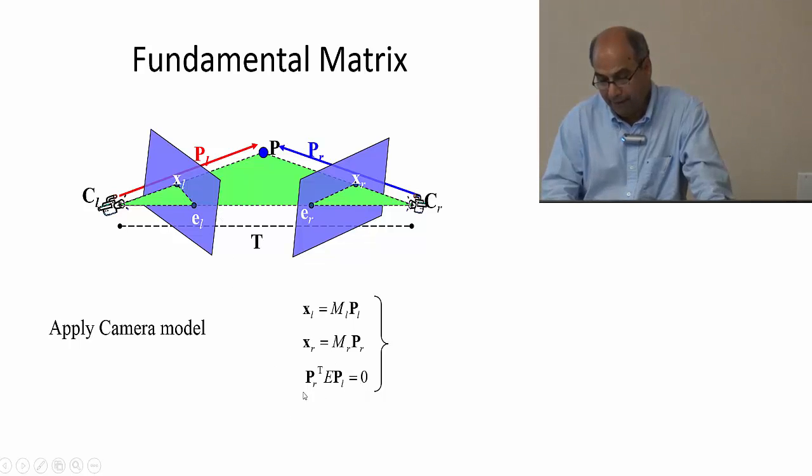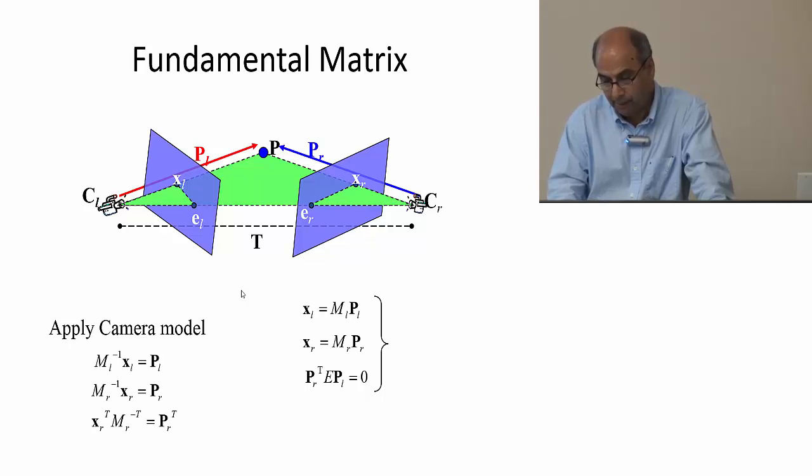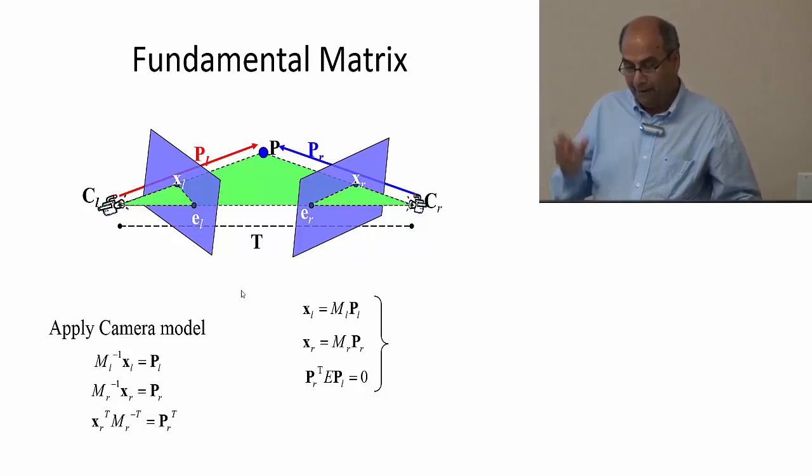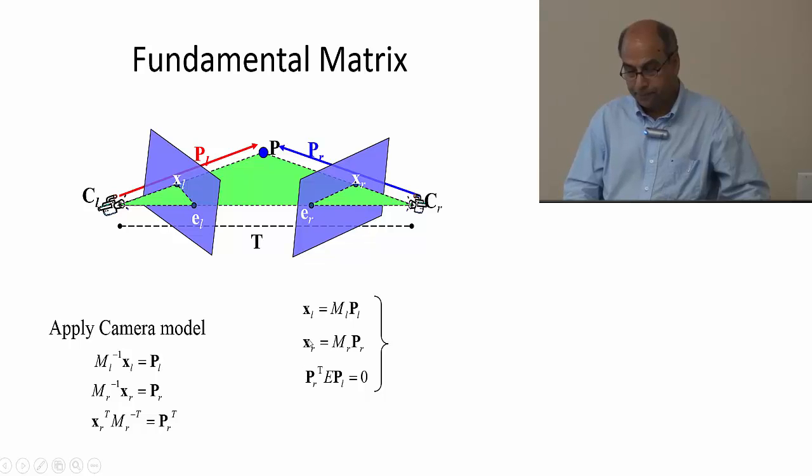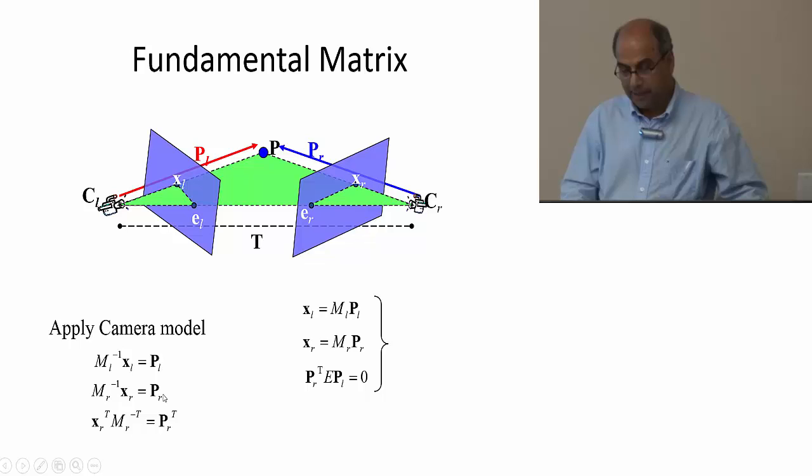And so we have this relationship of the essential matrix, where these are the 3D coordinates on the right and left. We're going to use this to come up with a better representation so that we don't have to deal with the 3D coordinates. From here, for PL, we can take the inverse and bring it to this side. So PL can be written as the inverse camera matrix times XL. Similarly, PR can be written as the inverse camera matrix times XR.